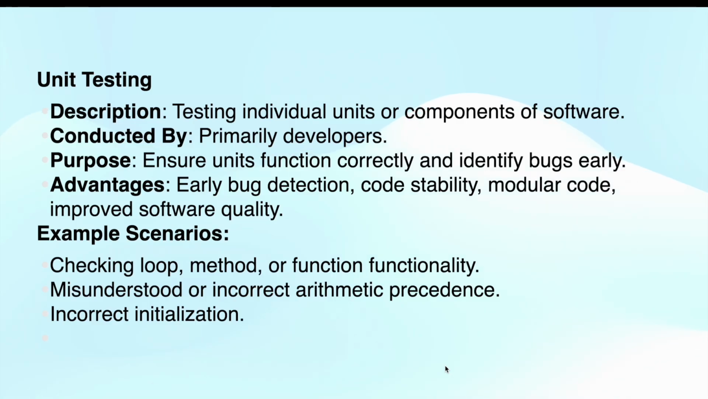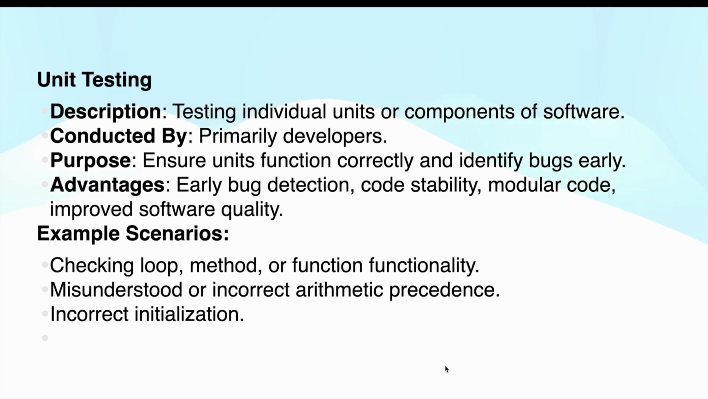So let's start. Unit testing is a crucial method for testing individual units or components of a software application, primarily conducted by developers to ensure each unit functions correctly. By isolating and testing specific parts of the code, such as functions or methods, unit tests help identify bugs early in the development process. This early detection prevents issues from becoming more complex and expensive to resolve.